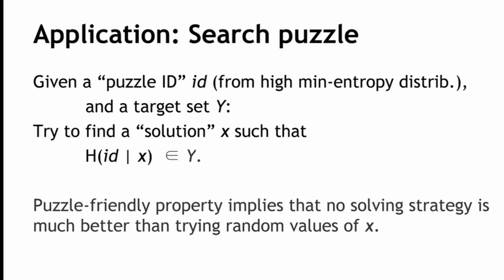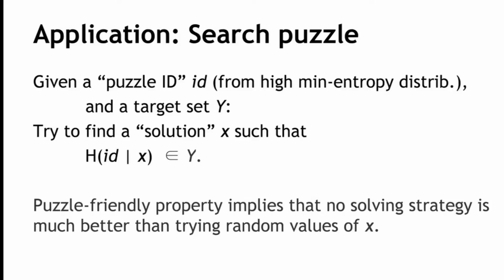So y is a target range or set of hash results that we want. The ID specifies a particular puzzle, and x is a solution to the puzzle. And the puzzle-friendly property here implies that there's no solving strategy for this puzzle which is much better than just trying random values of x. So if we want to pose a puzzle that's difficult to solve, we can do it this way, as long as we can generate puzzle IDs in a suitably random way. And we're going to use that later when we talk about Bitcoin mining. That's the sort of computational puzzle we're going to use.